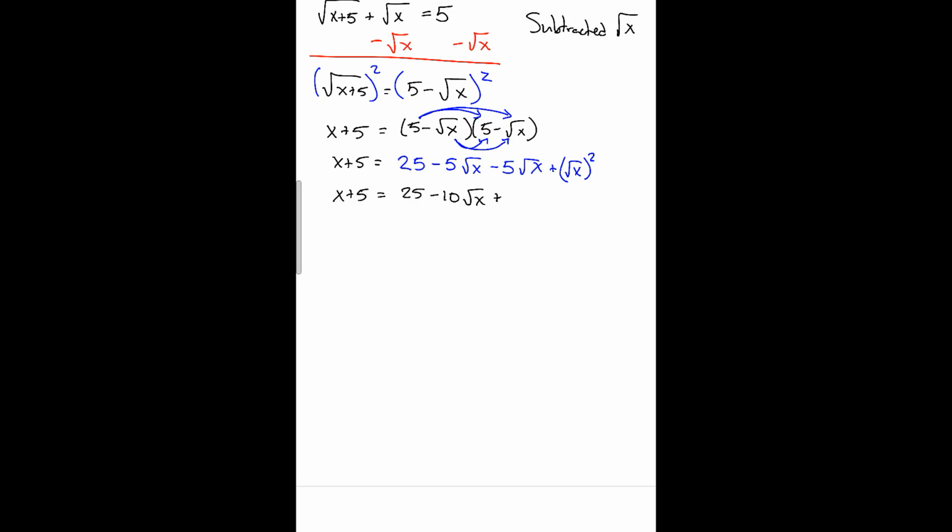And then the square root of x squared, just remember, square and the square root undo each other. Okay, they unravel each other. So that just leaves us with plain old x.